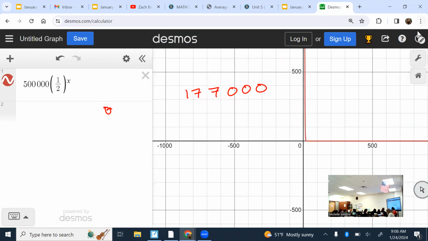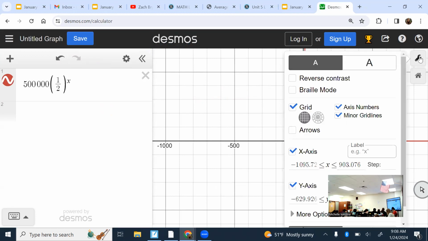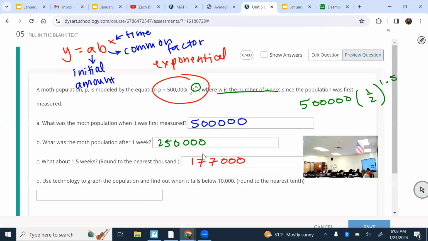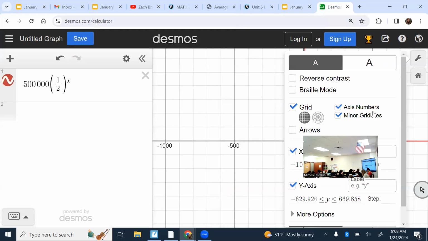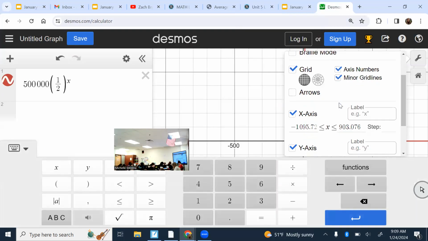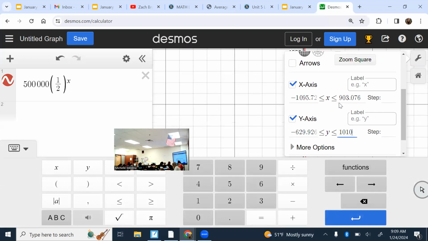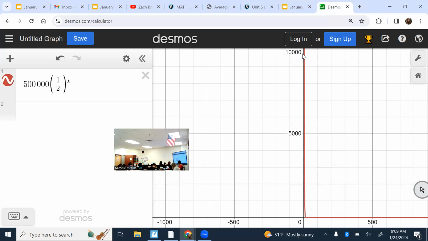Yeah, the window is not working really well, so I'm going to adjust it. So to adjust the window, do the wrench. And since we want to know for when it falls under 10,000, I'm going to make my Y's go up maybe like 10,100 or something like that. Okay, so I hit the wrench, I adjusted the Y's to be up to that point. And I don't know what my X's are right now, so I'm going to have to see.